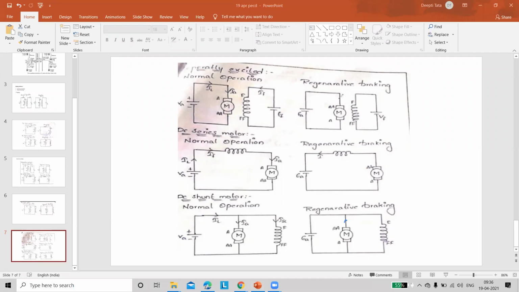In this diagram also, the current is going to leave from the armature. That means a reverse current is going to exist in the motor. That's why the motor is not rotating. In this way, you are going to apply the braking methods.